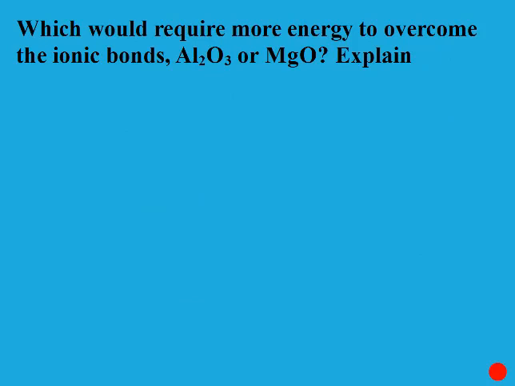Go ahead and pause the video, figure out which one would require more energy to overcome the ionic bonds, and explain. You will need to explain sometimes, and you need to bring it back to that lattice energy. So first, of these two, aluminum has a greater charge than magnesium, so it must be the one that requires more energy to overcome.